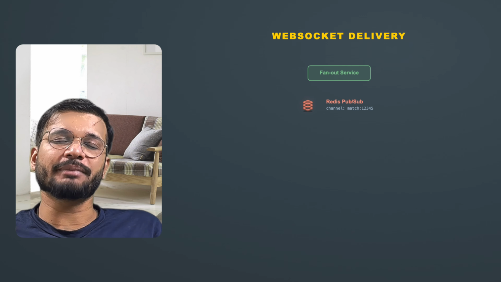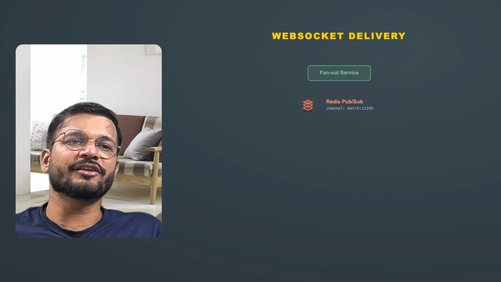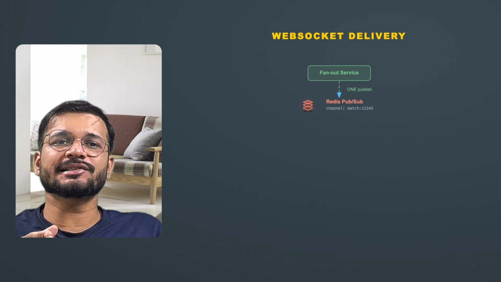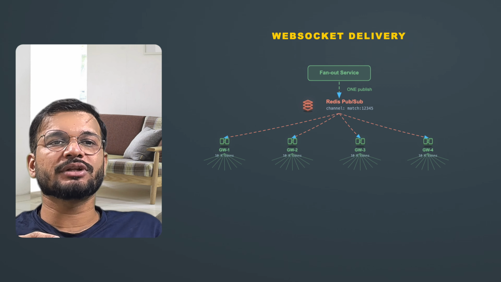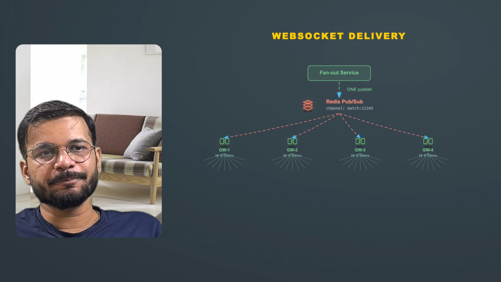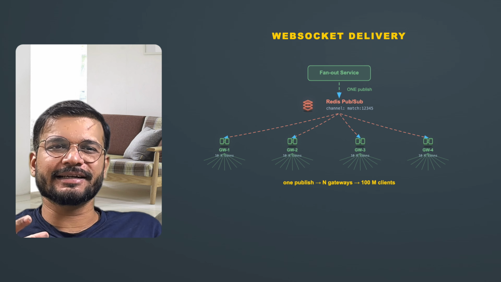Here is the WebSocket architecture. We run WebSocket gateway servers. These are stateful processes. Each one maintains tens of thousands of client connections. The gateway is subscribed to Redis PubSub channels, one channel per match. The channel name is the match ID. When the fanout service receives a score event from Kafka, it publishes it to the channel for that match. All WebSocket gateways subscribed to that channel receive it. Each gateway then pushes it to all connected clients.